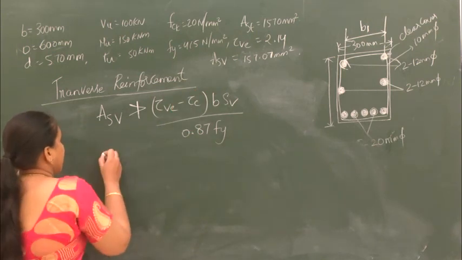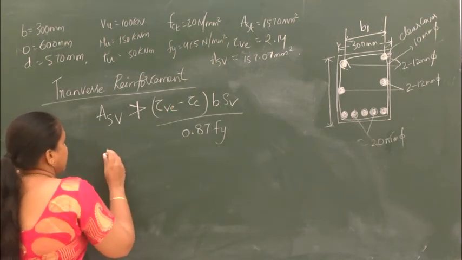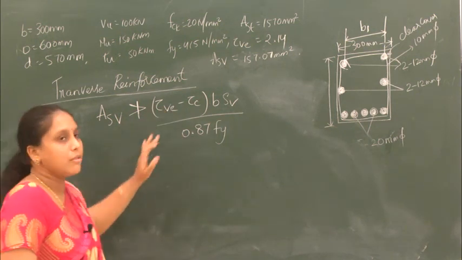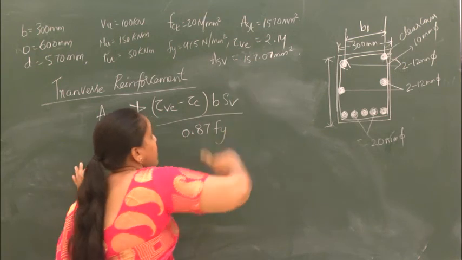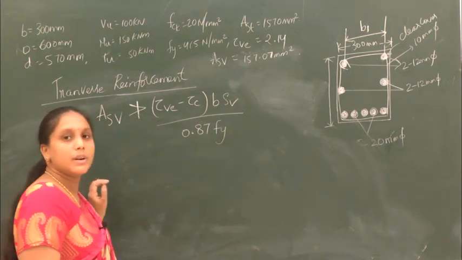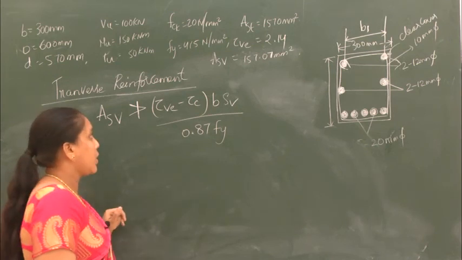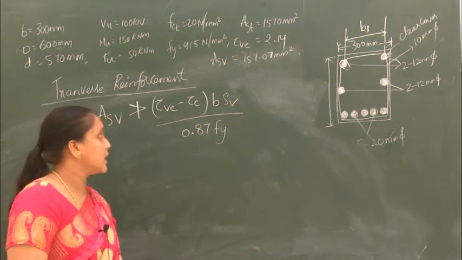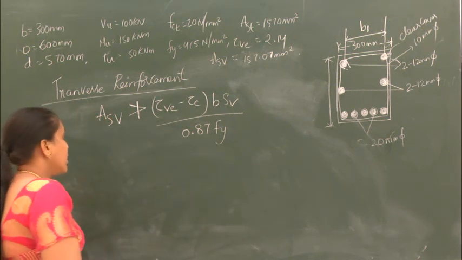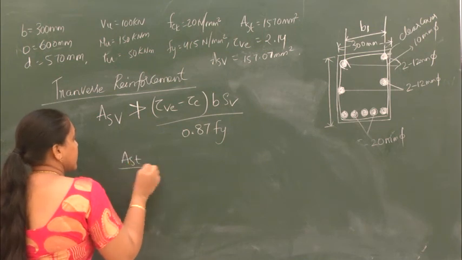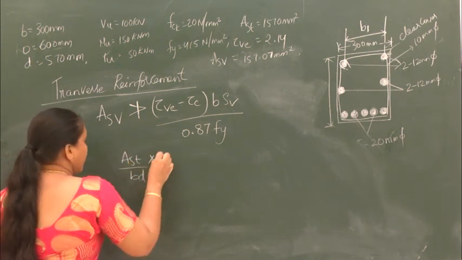So substitute all the values here. So we already know the value of tau_e. It is 2.14. And tau_c is nothing but the shear strength of concrete. So it depends upon what? It depends upon the percentage area of the steel. So let us calculate the percentage area of steel. How will we calculate? It is Ast by bd into 100.